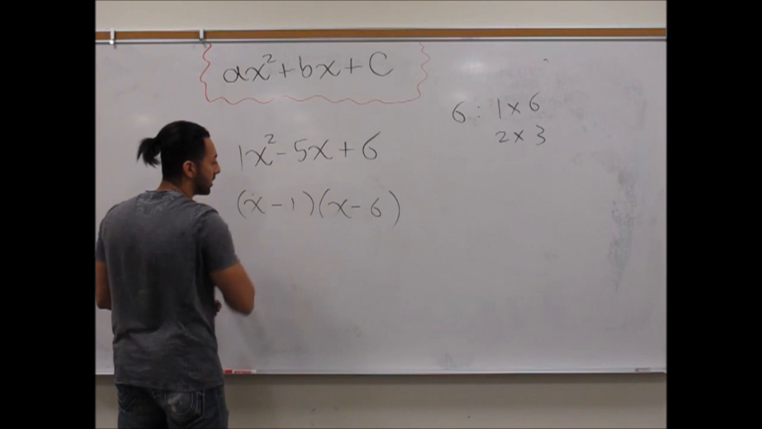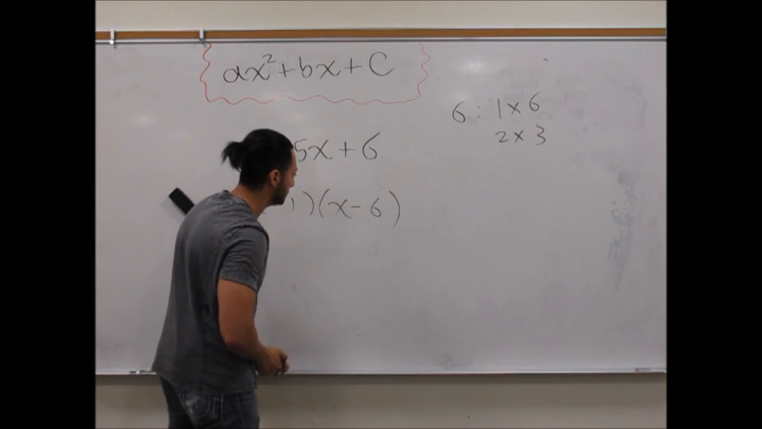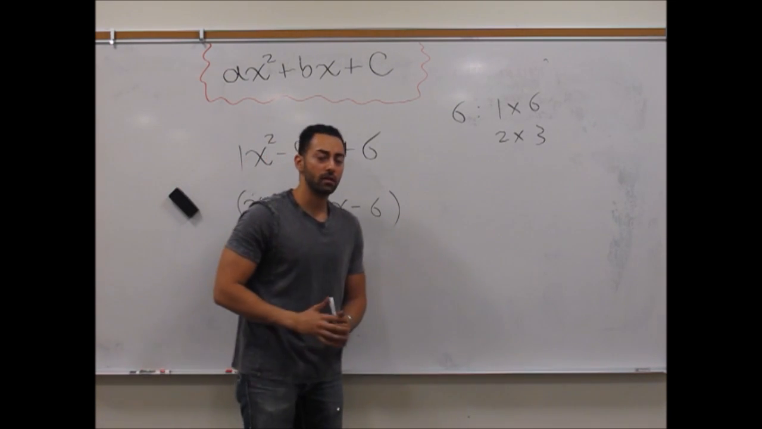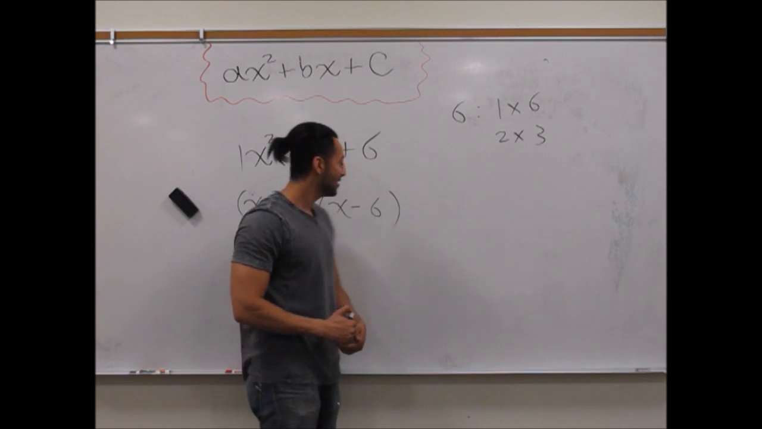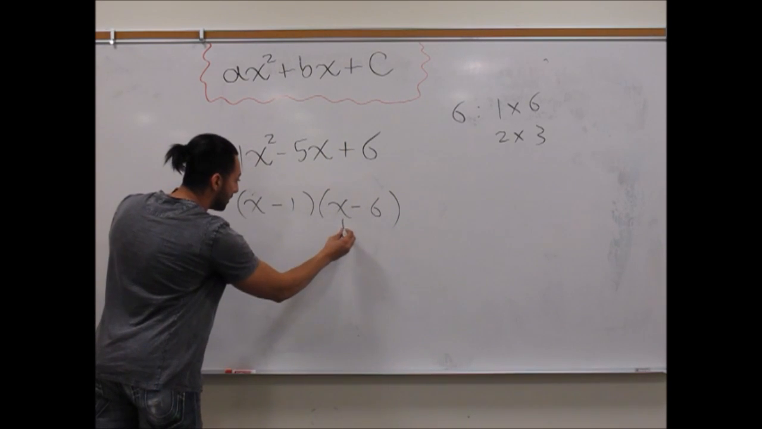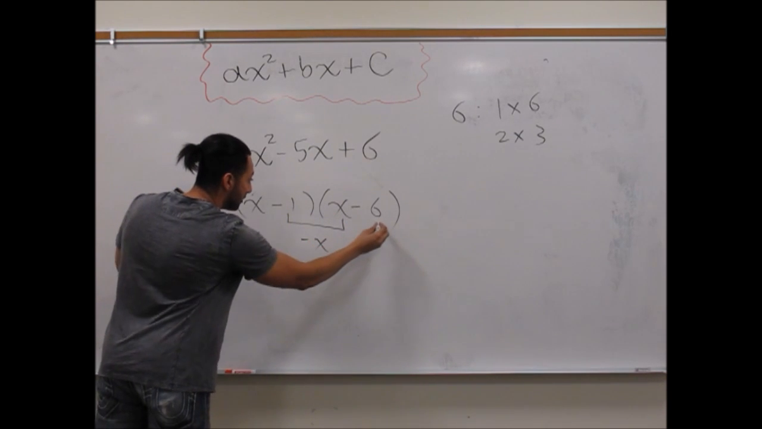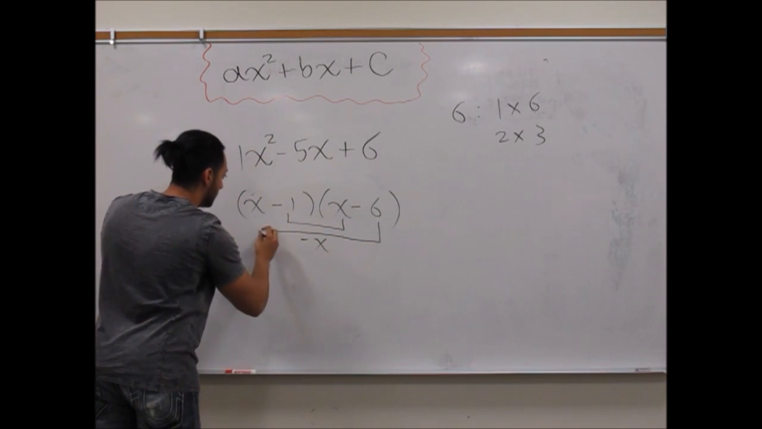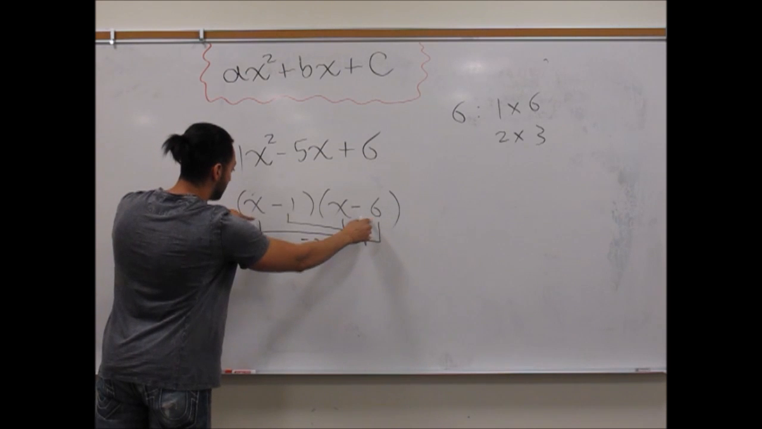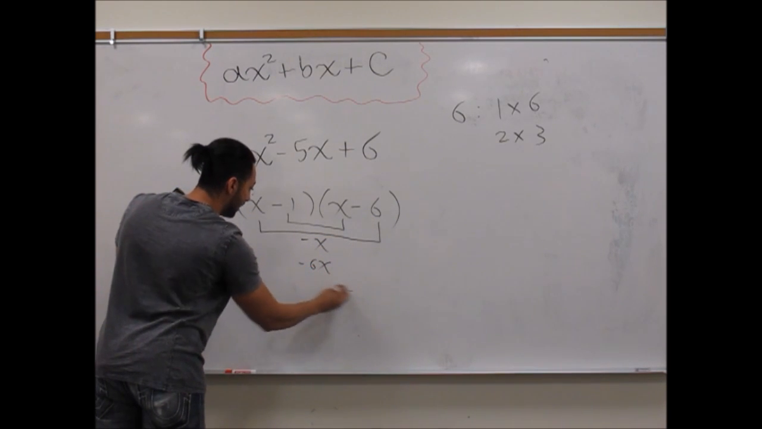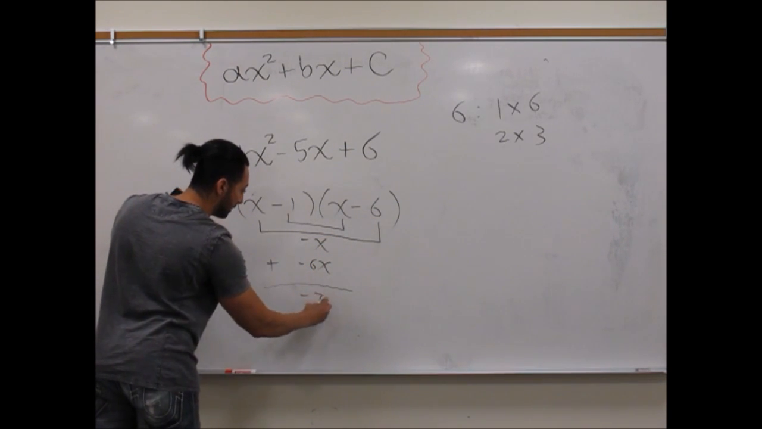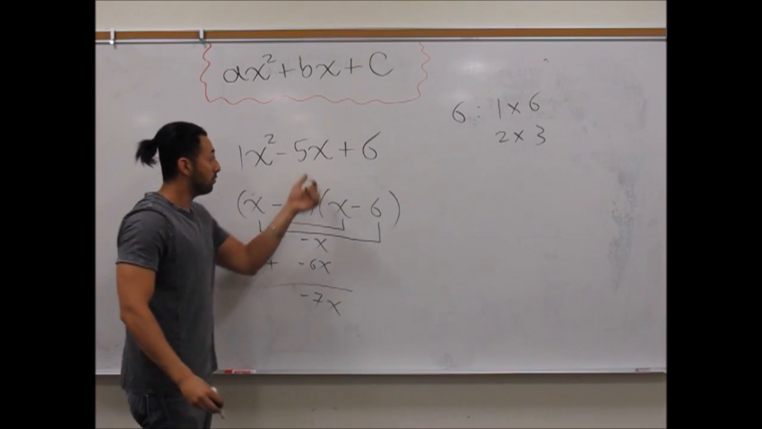There's a faster way to check. It's called the inner and outer check. I don't know if it's like an official thing. I just heard it around because I've been tutoring. So you take this inner guy and you multiply them together. So x times negative 1, that's negative x. Then you take these outer guys and you multiply them together. So negative 6 times x, that would be negative 6x. And then you add them together. So that would be a negative 7x, which is not what I have in the middle.